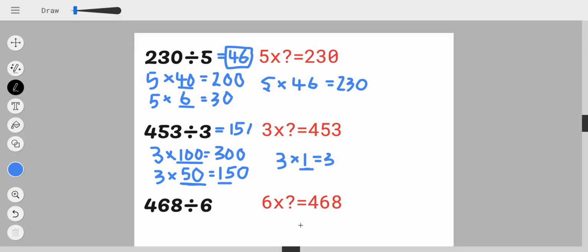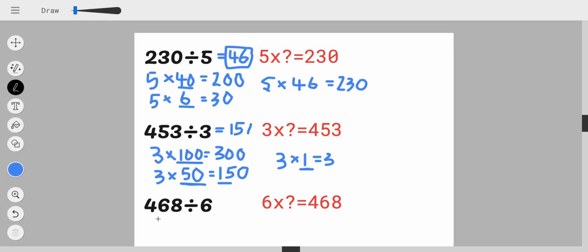All right, and for my final example here, we have 468 divided by 6. All right, now I'm thinking, what will be friendly with the number 6? All right, you know what? I'm going to choose 300. I think that's going to be pretty friendly.